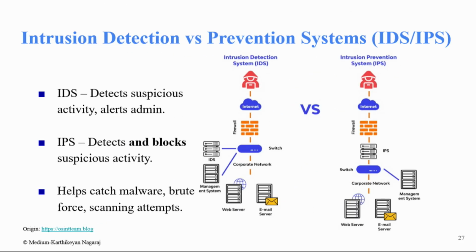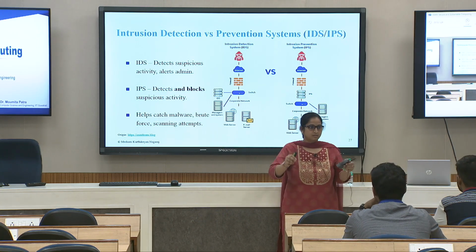IDS also has another brother or sister, that is IPS, which is intrusion prevention system. IDS will simply detect the suspicious activity and IPS will detect and block the suspicious activity. But both of them are more concentrated on how to detect the attack. That is why sometimes it is written as a slash, that means you are using them interchangeably. Mostly the focus is on how to detect if there is an intrusion.